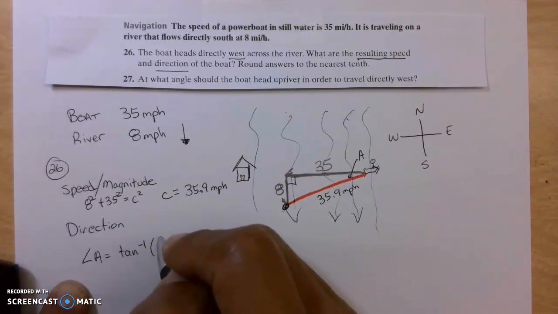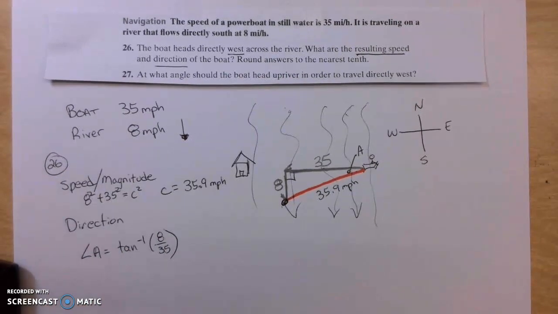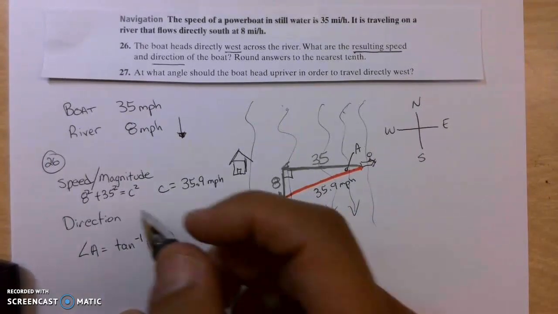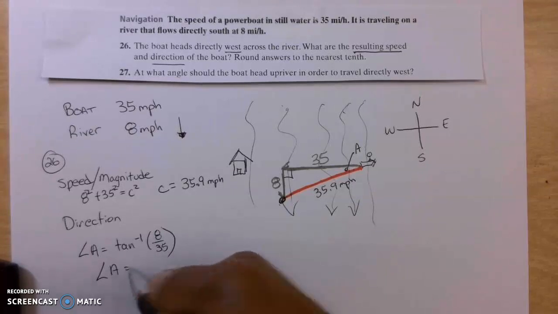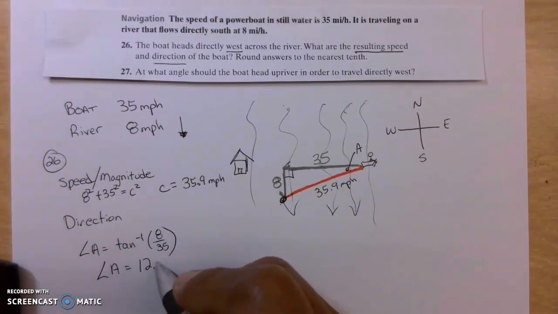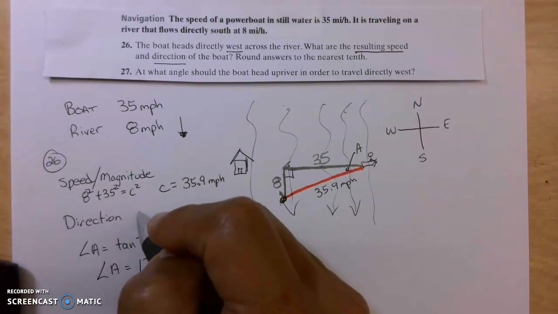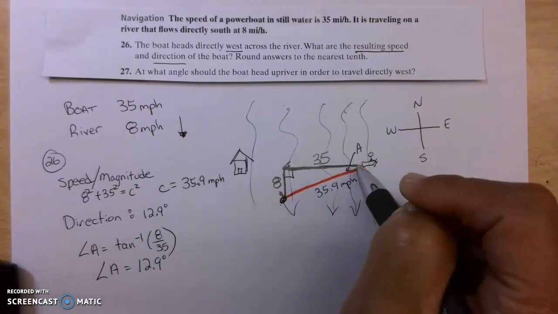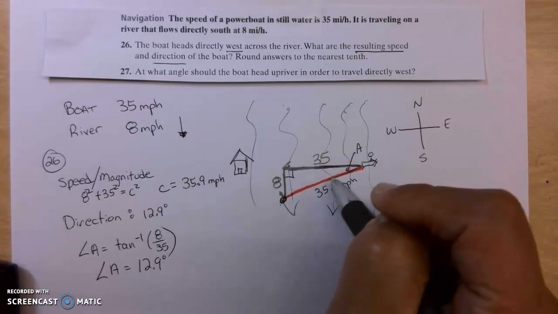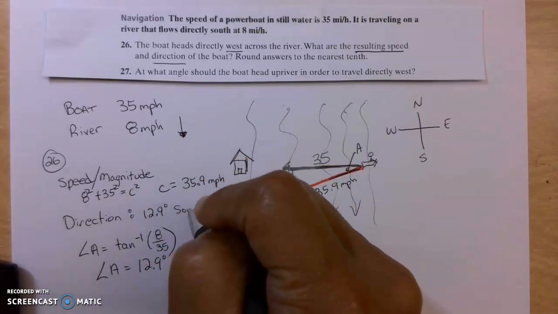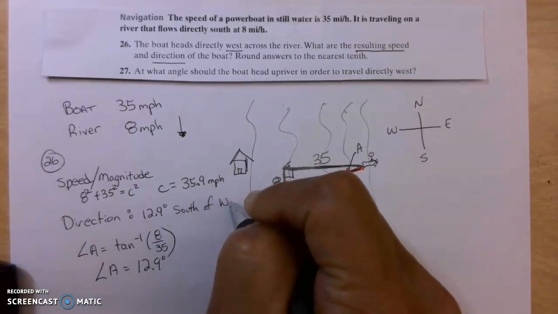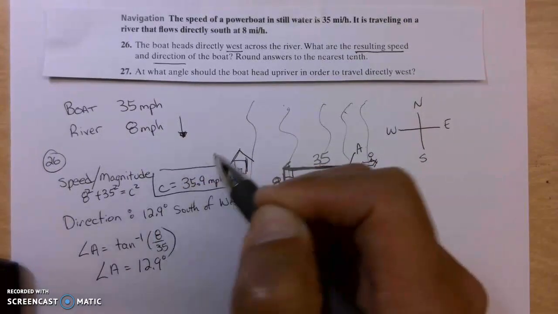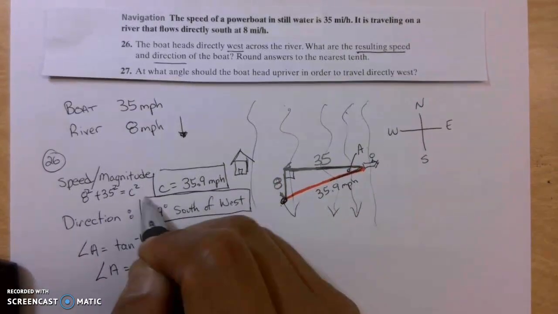And then opposite is 8, adjacent is 35. You're going to need a calculator there. And then you'll get that angle. Angle A right there is going to be 12.9 degrees. So his direction is 12.9 degrees south of the west line. South of west. Okay, and that is 26. He picked up some speed, but he's a little bit off course.